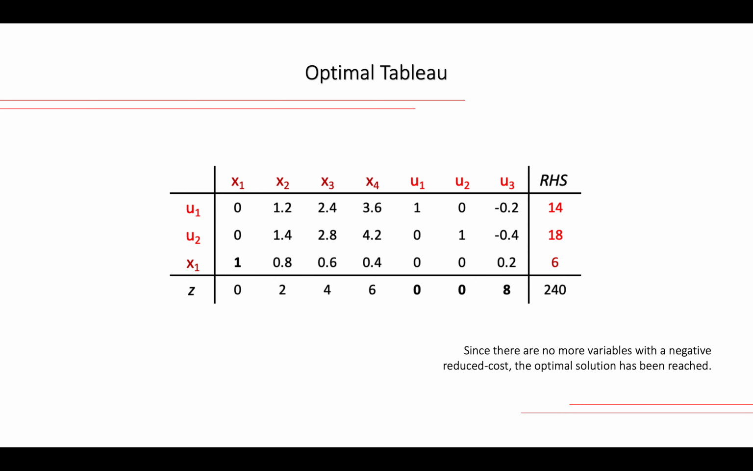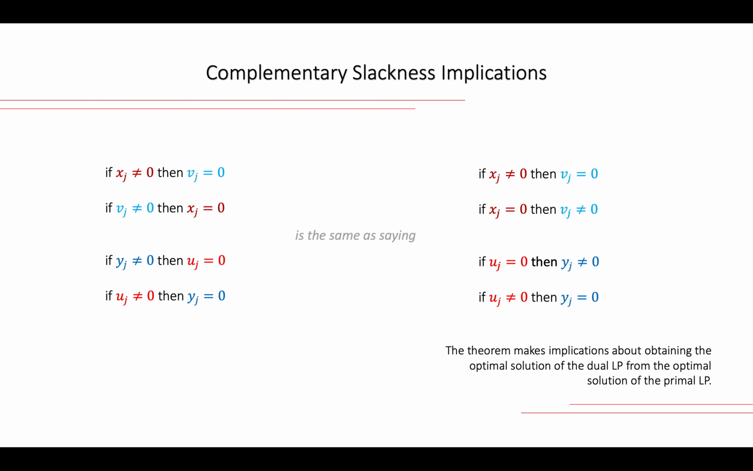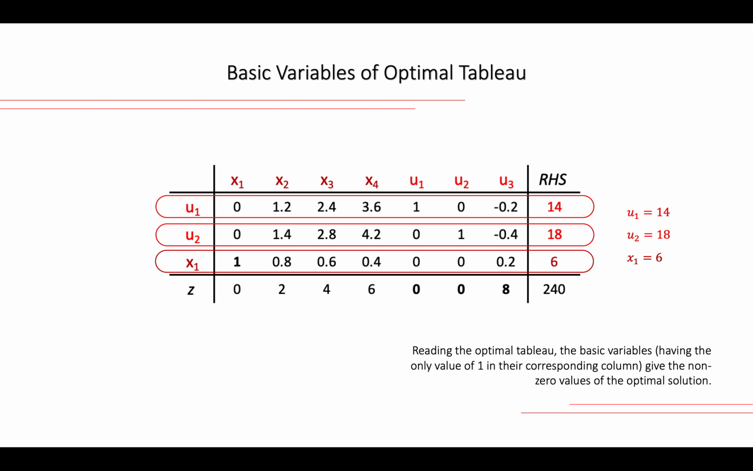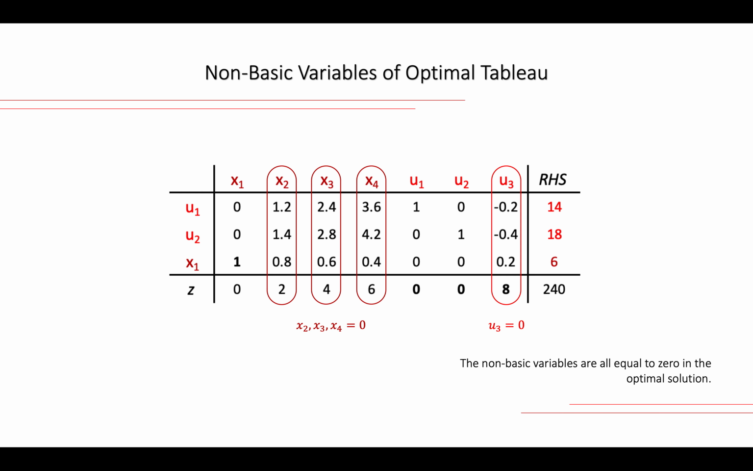And since there are no more variables with a negative reduced cost, the optimal solution of the primal LP has been reached. Now let's remind ourselves of the implications of the complementary slackness theorem and how we can use the optimal solution of the primal LP that we've just reached to obtain the optimal solution to the dual LP. So let's pull our values from the table. The 3 basic variables are u1, u2, and x1, and their corresponding values are on the right-hand side at 14, 18, and 6 respectively. The non-basic variables, x2, x3, x4, and u3, are all equal to 0.